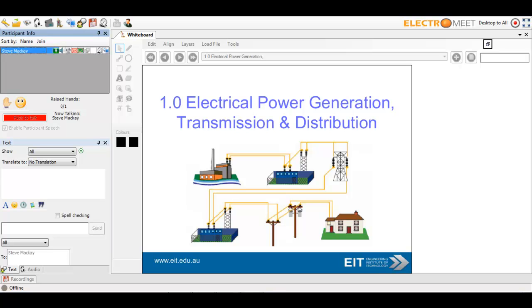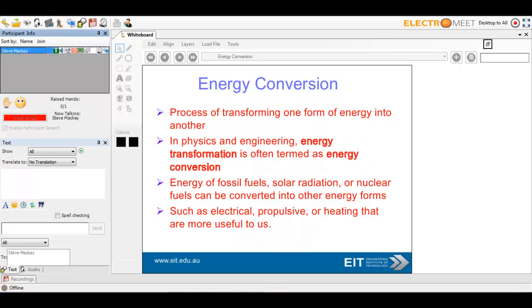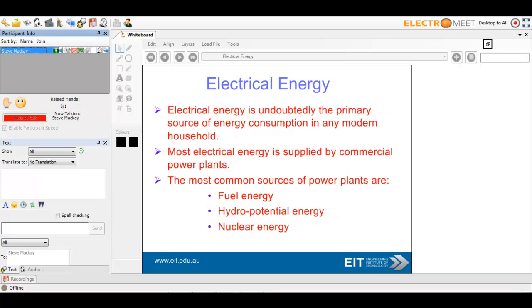So first thing is electrical power distribution. Generation and transmission. Here's your generation, here's your transmission, and here's your distribution at the end of the road towards the houses. Energy conversion is a critical part of the whole process.